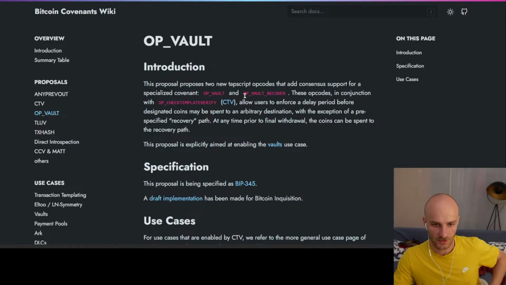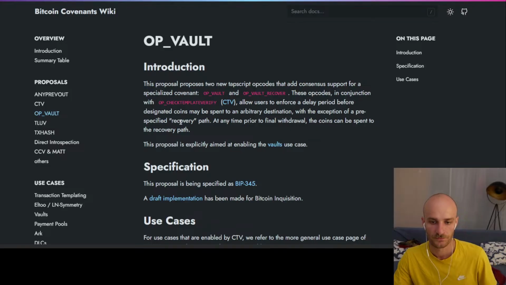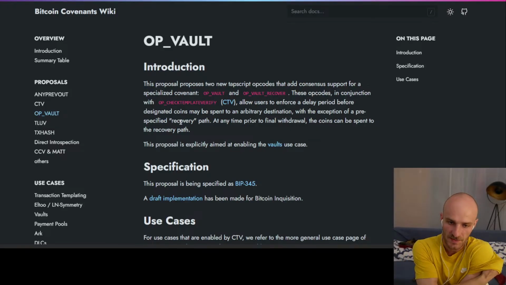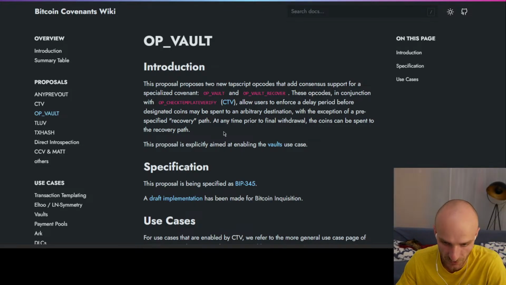OP-Vault and OP-Vault-Recover. Okay, so these are proposals which work in conjunction with CheckTemplateVerify, and they allow users to enforce a delay period before designated coins may be spent to an arbitrary destination, with the exception of a specified recovery path. At any time prior to the final withdrawal, the coins can be spent to the recovery path. This proposal is explicitly aimed at enabling the vault use case.